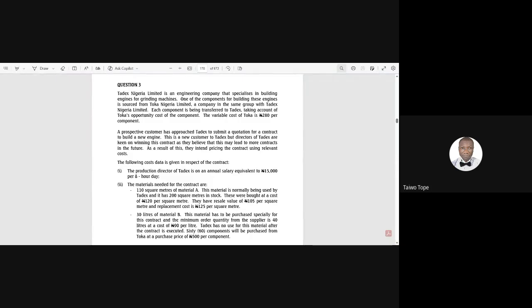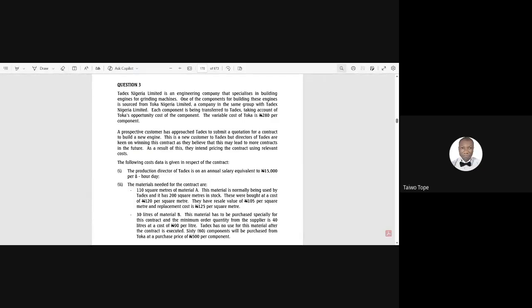From the question, the materials needed for the contract are 110 square meters of material A. This material is normally in regular use by traders, and in store they have 200 square meters. Since it's stated clearly that it's in regular use, we don't have any business with what is in the store, because before we even commence production, these 200 might have been exhausted. So let's work by what we need for this particular demand.